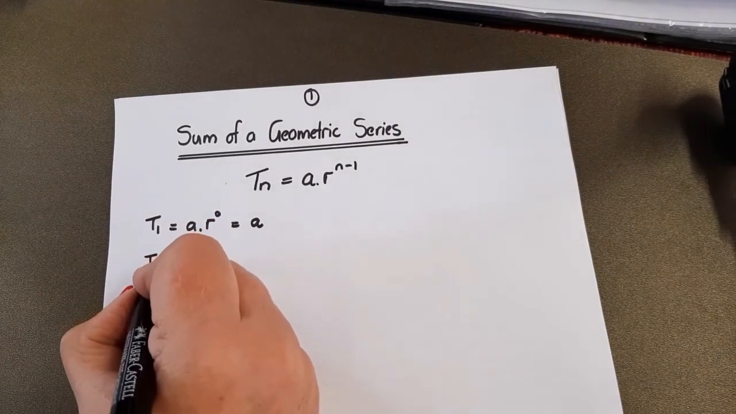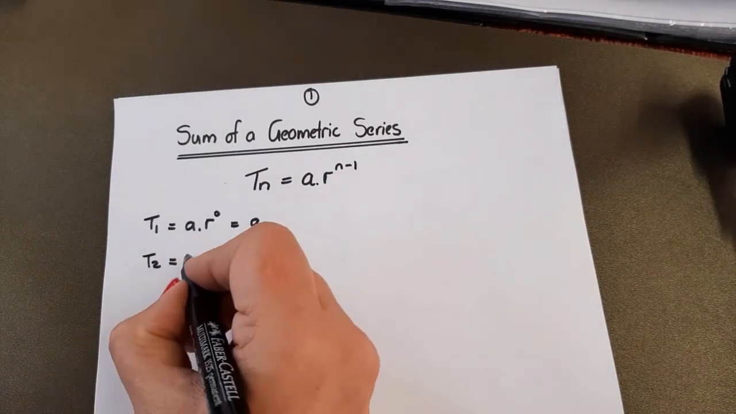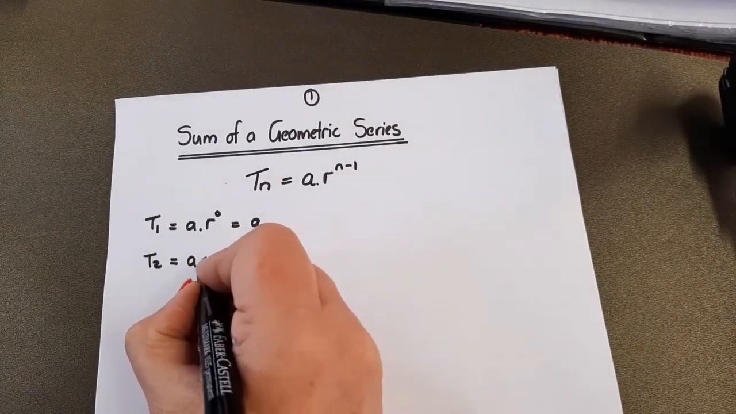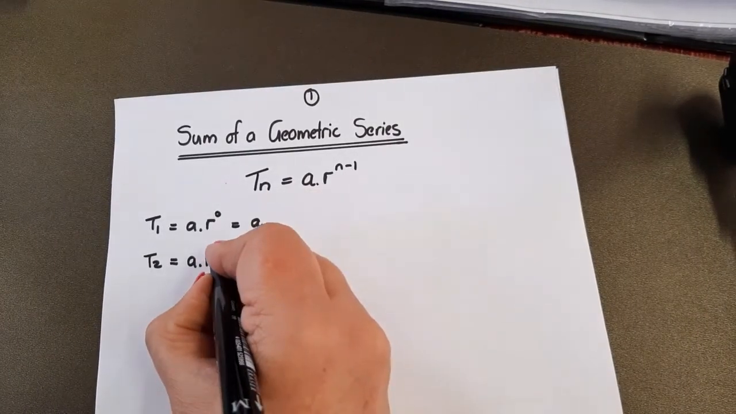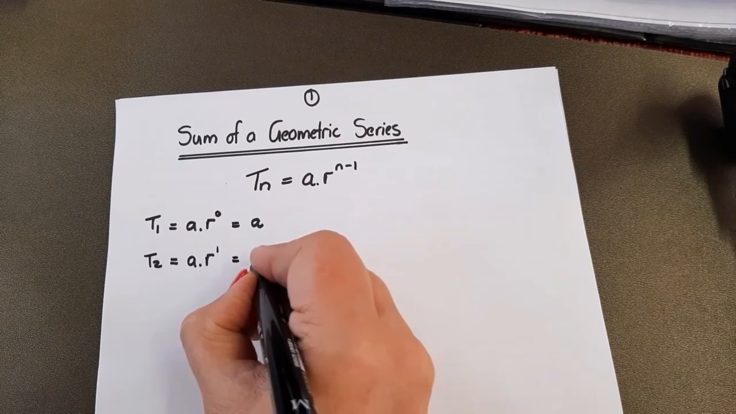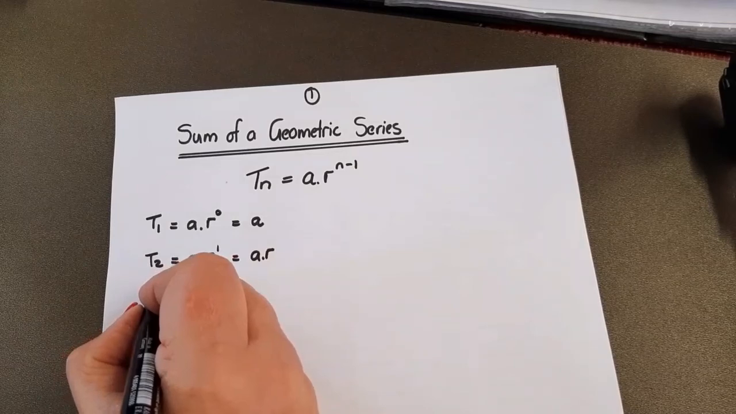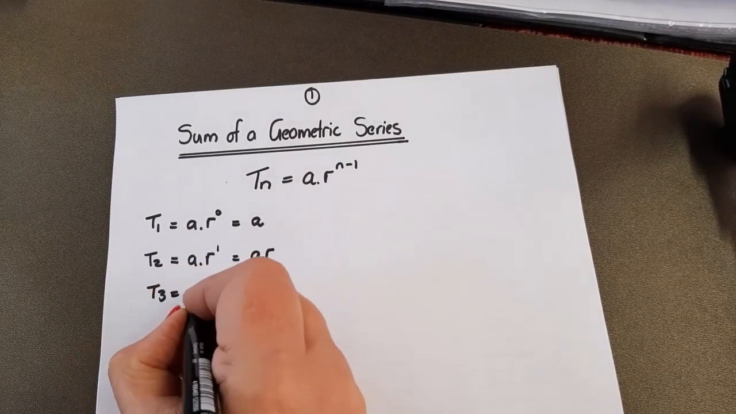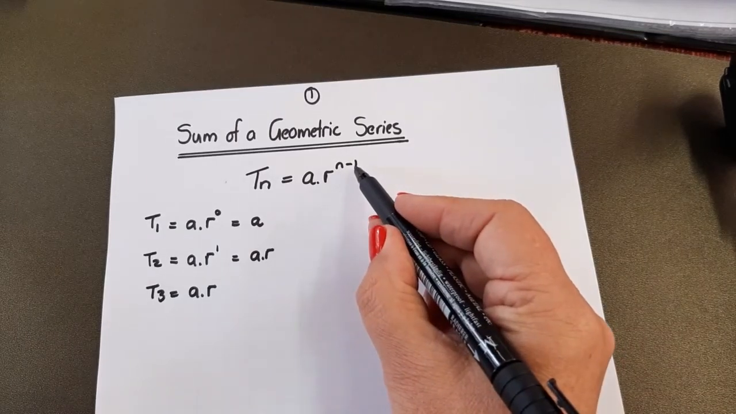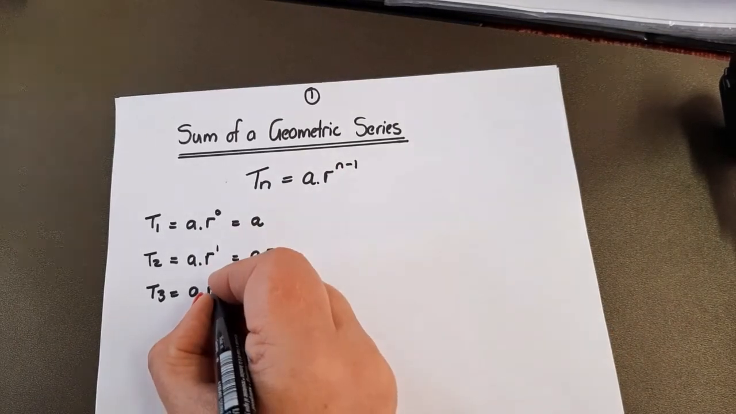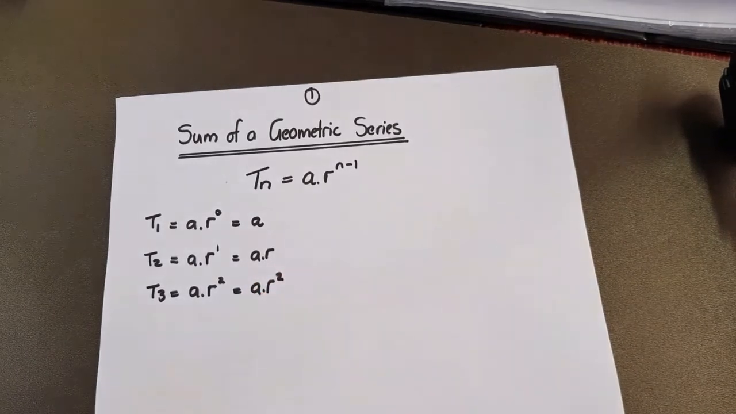Let's look at term 2. Now we substitute 2 into n's place. So it will be a times r to the power of 2 minus 1, and that is 1. And this will give us ar. If we do it with term 3, it will be a times r to the power of 3 minus 1, which is 2. So we have ar squared.